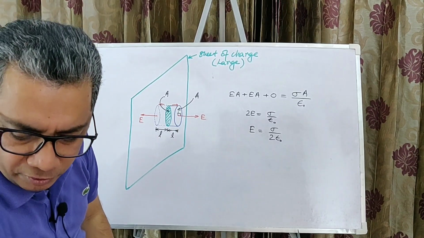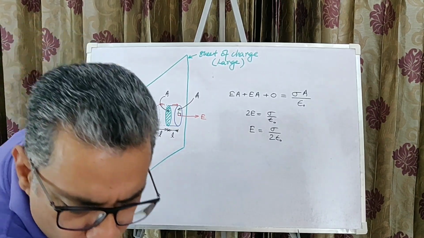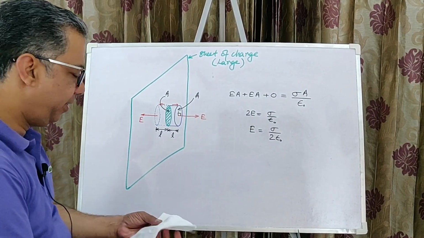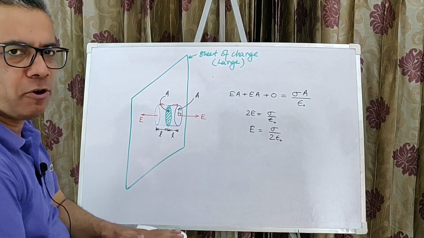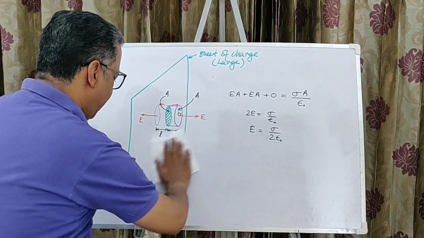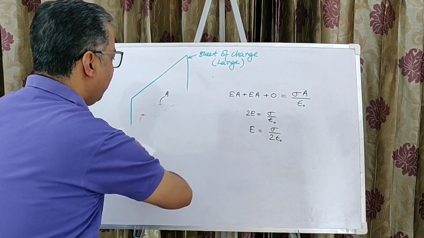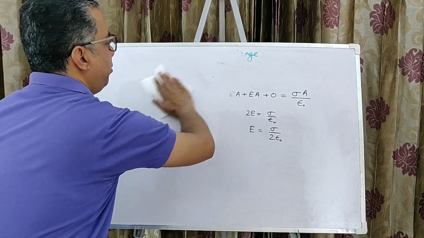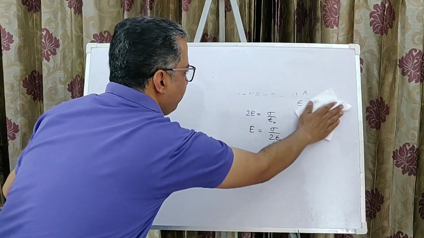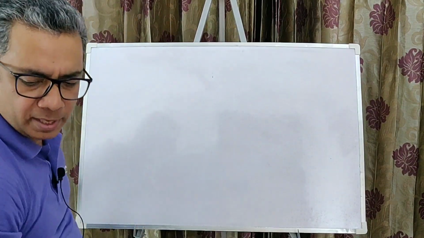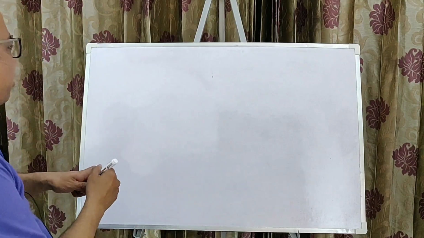Now we'll be taking up a couple of new cases of calculation of electric field, two cases that we have not discussed so far. These are the cases of spherical charge distributions. To start with, we'll be talking about a uniform spherical shell of charge.